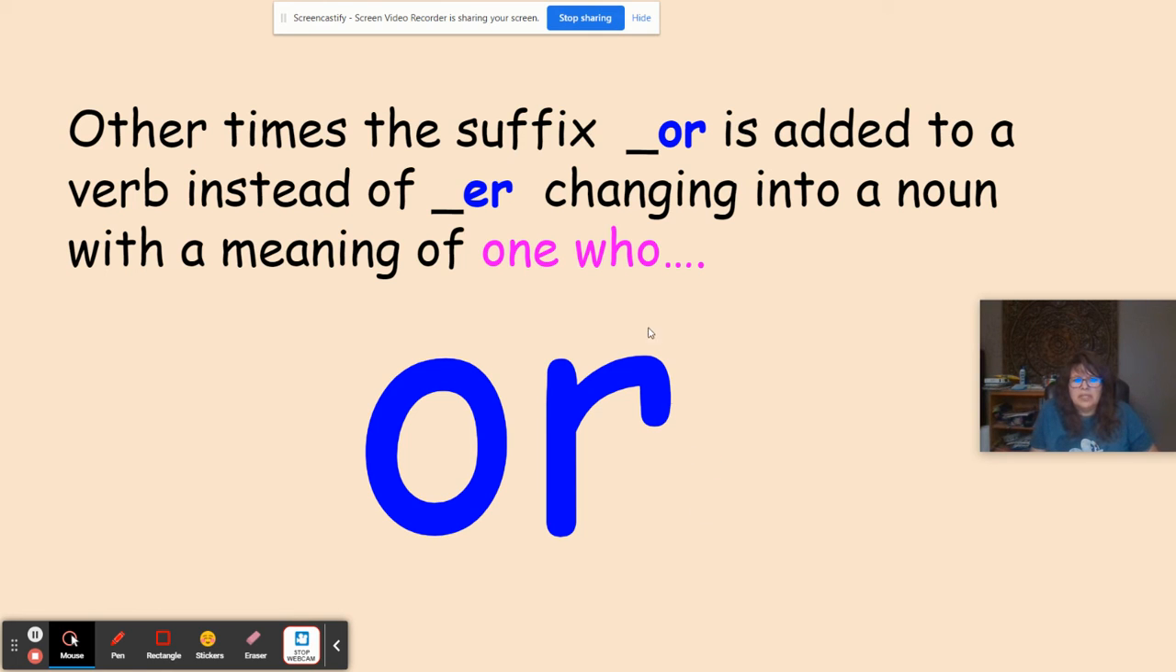Now we have the suffix or. Now the most common is the er, but there's some words that go with the or, and it changes the verb into a noun, and it's someone who. Okay.